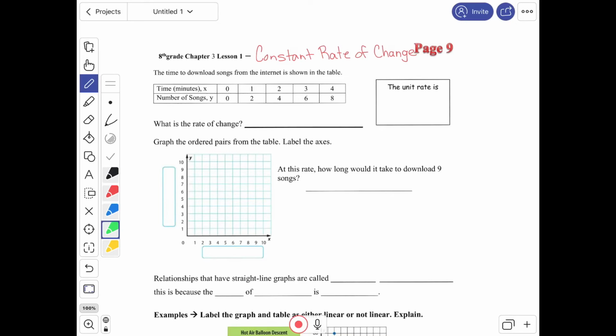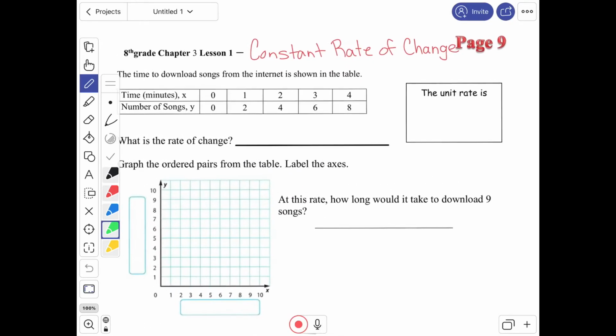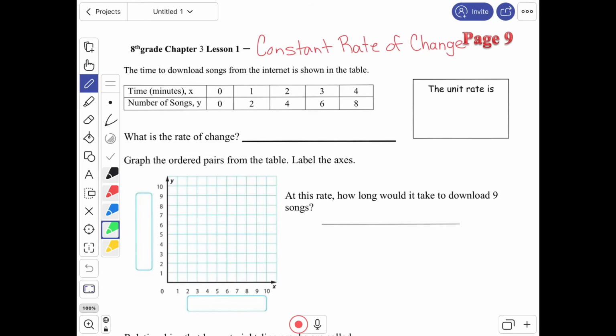So 8th grade, Chapter 3, Lesson 1, Constant Rate of Change. Now that you know that a rate compares two units, we can talk about a constant rate. The time to download songs from the internet is shown in the table. So the top one is our X, and the bottom is our Y. X is usually the time, whether it be minutes, years, months, or hours. And Y is the one on the bottom, number of songs.